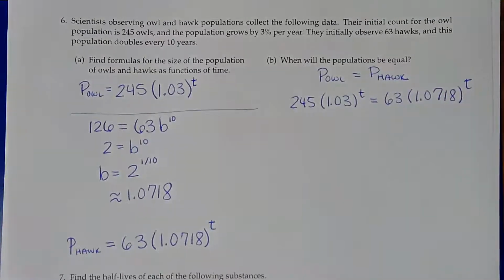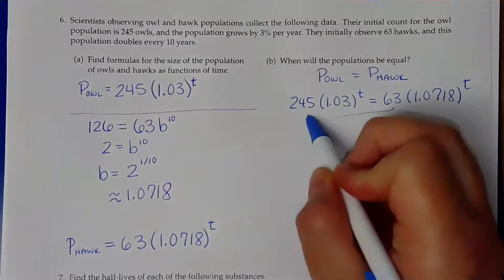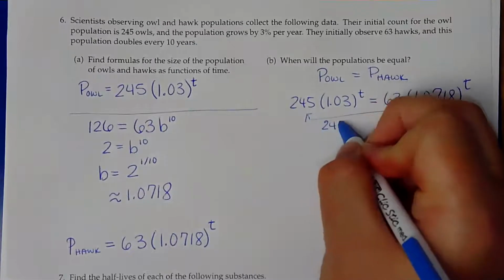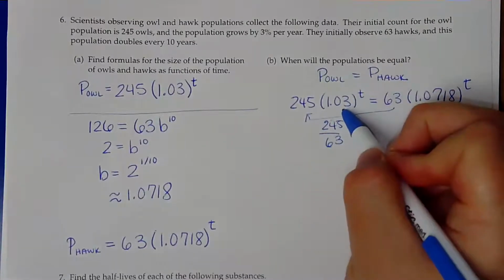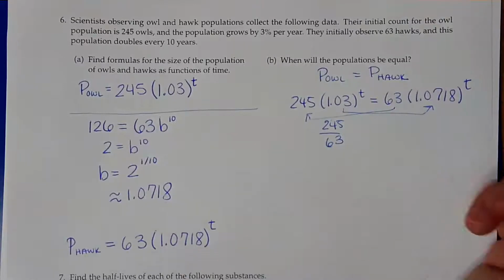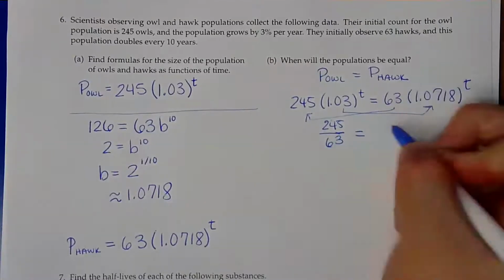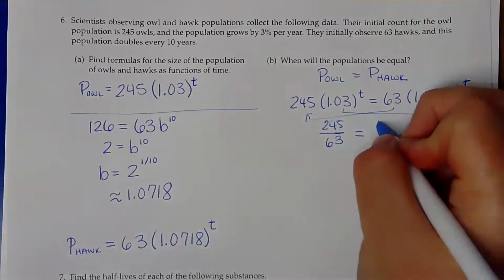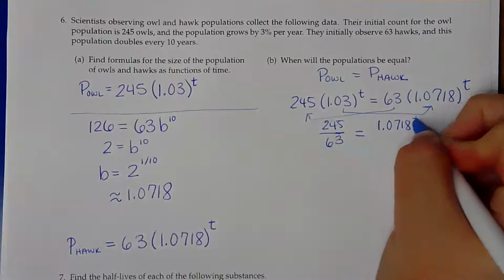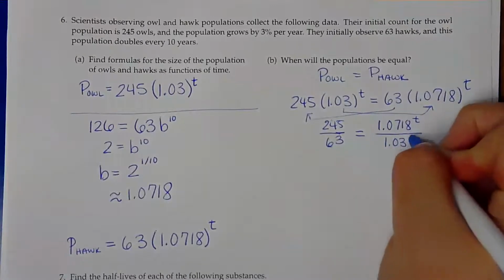All right, at this point, there's a couple different ways you can use logs to solve this. I'll show you one way, but if you have another way that is mathematically valid using logs, that's totally fine. So I'm going to stick with our principle of getting all of the pieces with t to one side and everything without t to the other side. So I'm going to divide by 63, so I'll get 245 over 63. And then I'm going to divide both sides by this 1.03 to the t. So that gives me 245 over 63 is equal to 1.0718 to the t over 1.03 to the t.